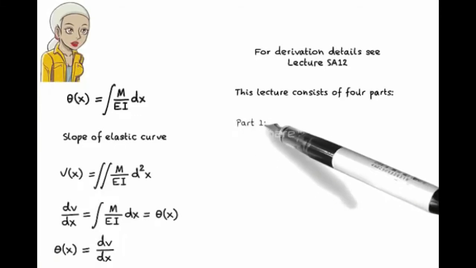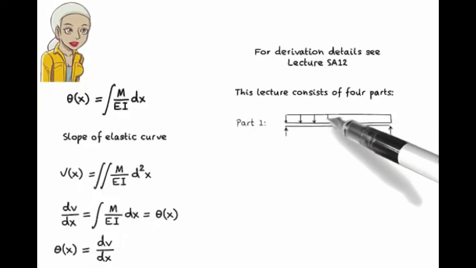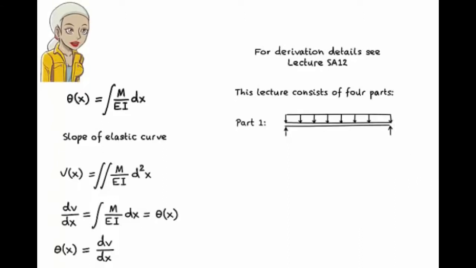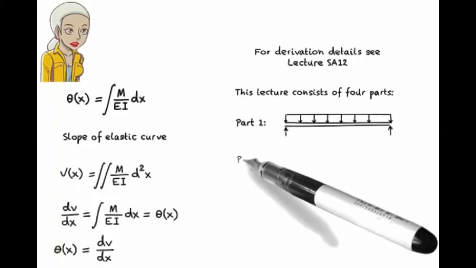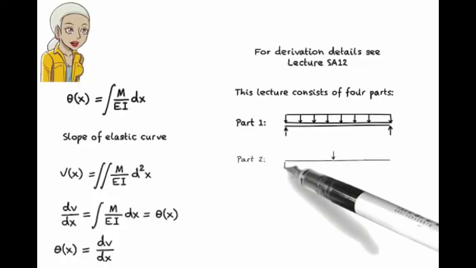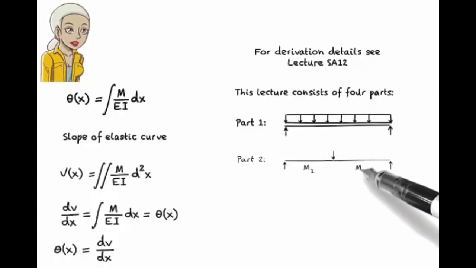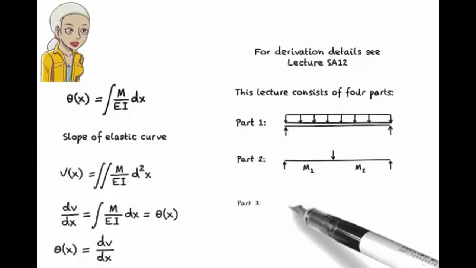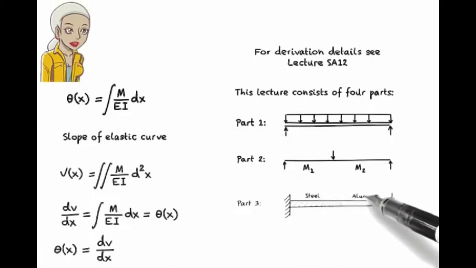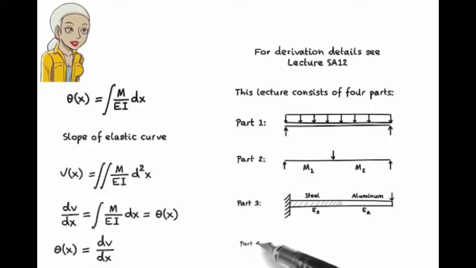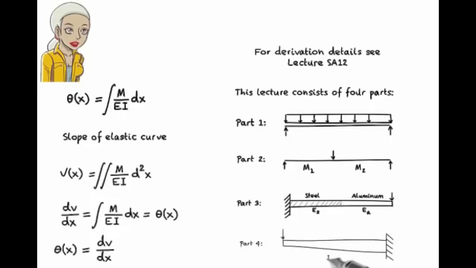In part 1, I'm going to apply this method to a beam having a constant EI and a continuous bending moment equation. In part 2, I'm going to show how to solve problems involving more than one bending moment equation. That is, how to handle beams having piecewise continuous bending moment. In part 3, I will consider a case where the beam is made of aluminum and steel, each having a unique modulus of elasticity. Finally, in part 4, I will show how a beam with a variable moment of inertia can be handled using this method.